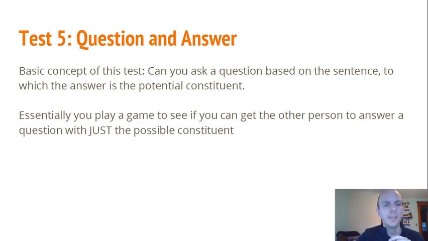Our last test, almost done. Test number 5, question and answer. The basic concept here is you're playing a little game, right? You ask a question, and the answer to that question is the constituent in general, and just that constituent. Is it possible to come up with a question, the answer to which is the possible constituent that you're trying to figure out?